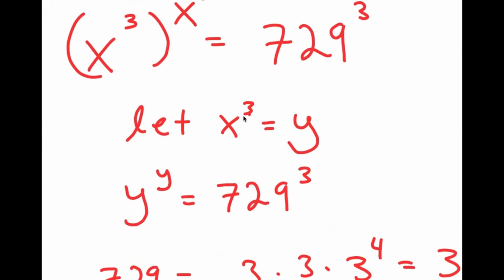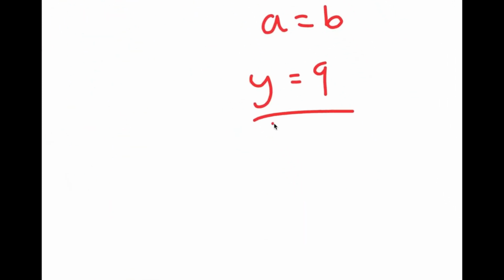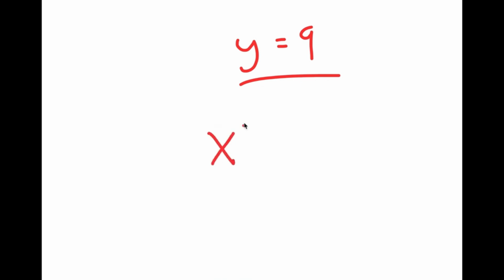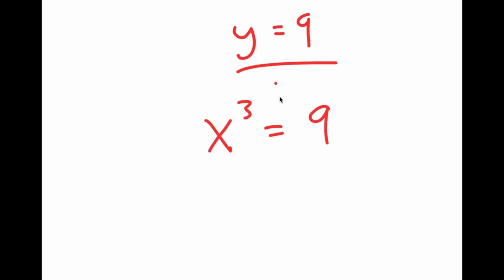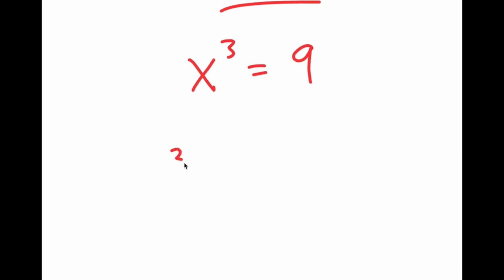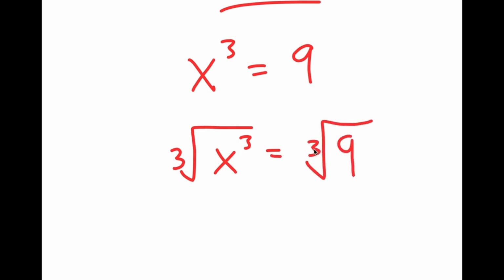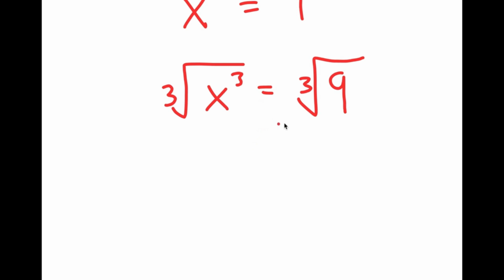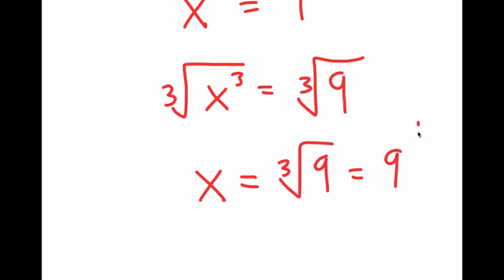Now, recall how I let x to the power of 3 equal to y. Meaning, I get x to the power of 3 is equal to 9. So now to solve this, I'm going to take the cube root on both sides. So I get the cube root of x to the power of 3 is equal to the cube root of 9. Now the cube root of x to the power of 3 is simply just x. So I get x is equal to the cube root of 9. And this is the same thing as 9 to the power of 1/3.